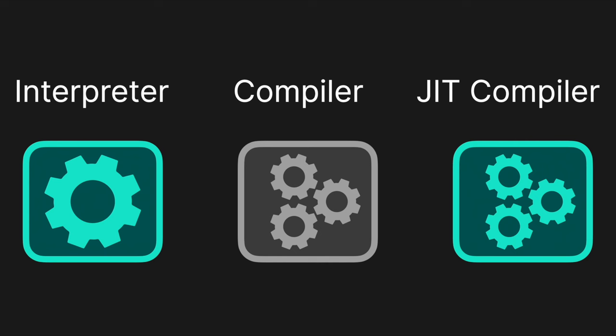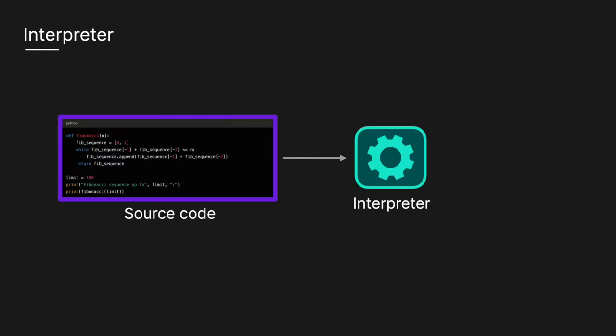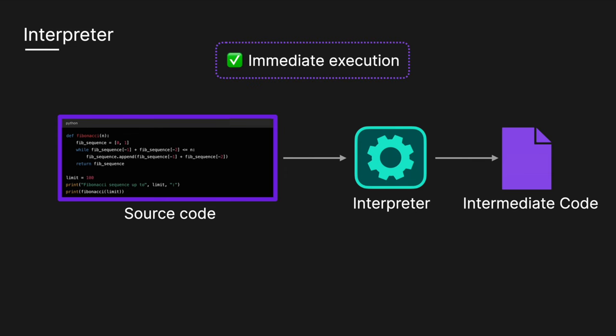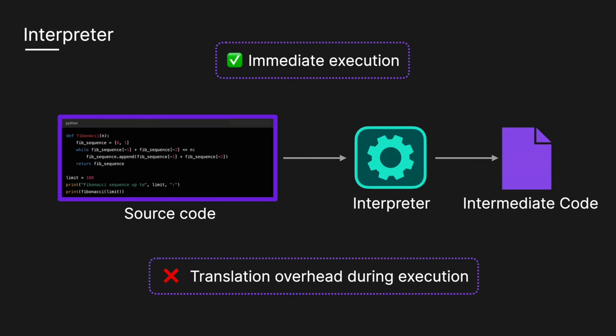In this video, we're going to compare the differences between an interpreter, compiler, and a just-in-time compiler. So an interpreter is a program that executes the source code directly or translates it into an intermediate form and executes it line by line at runtime. This allows for immediate execution, but is typically slower due to the translation overhead during execution.